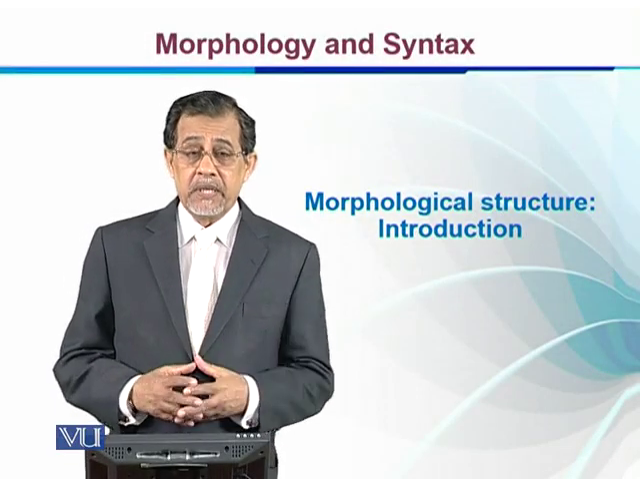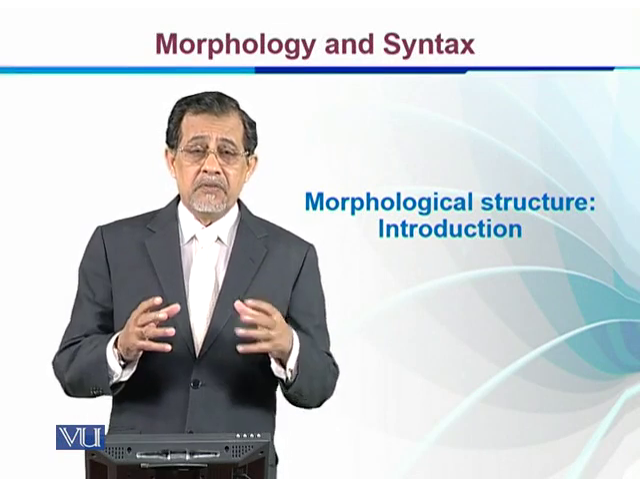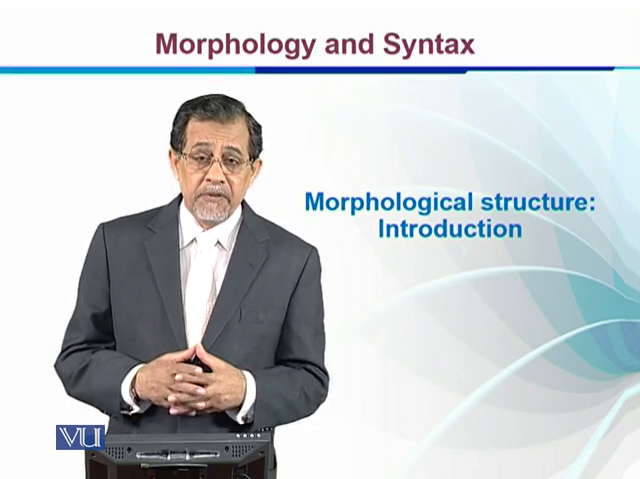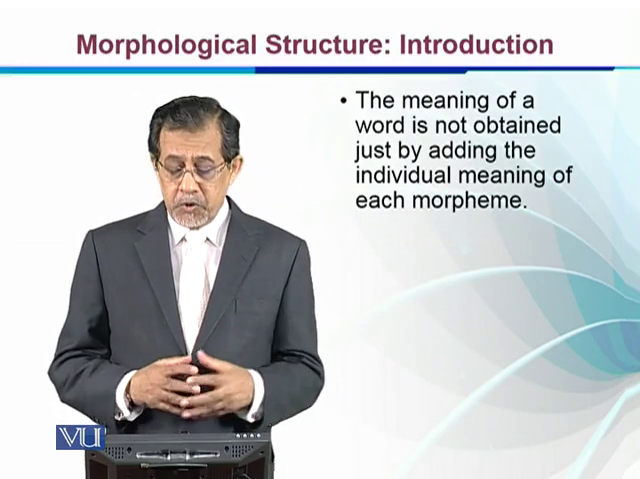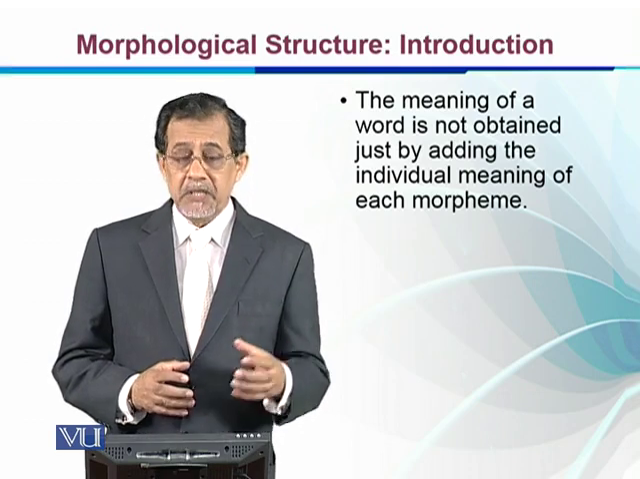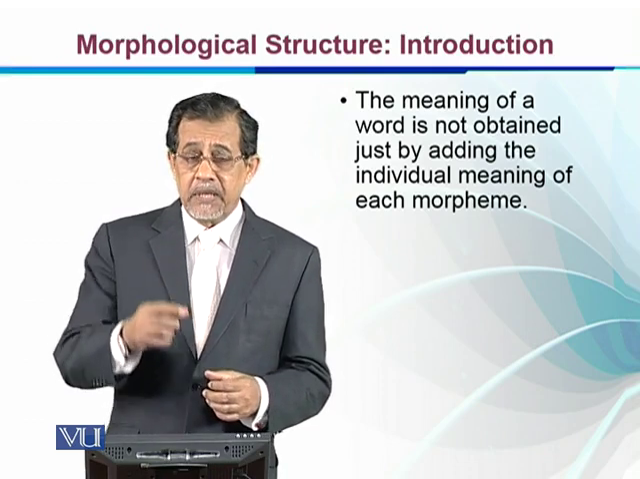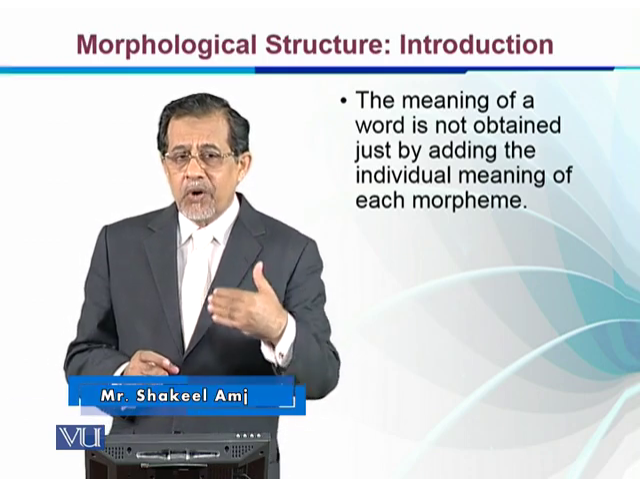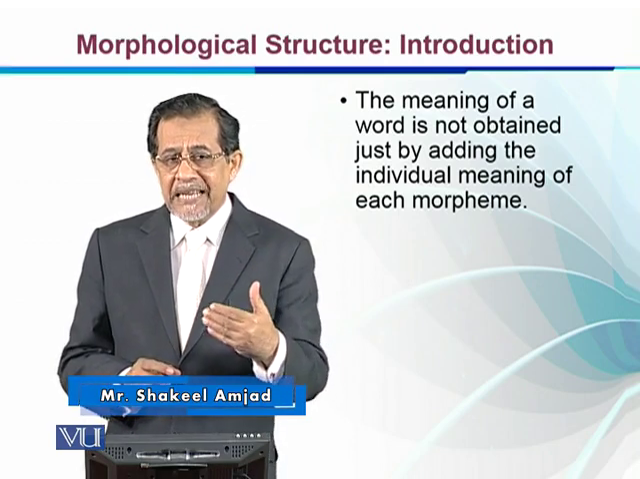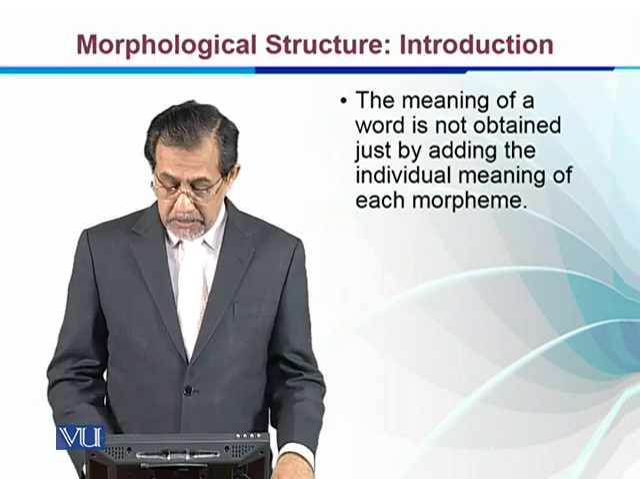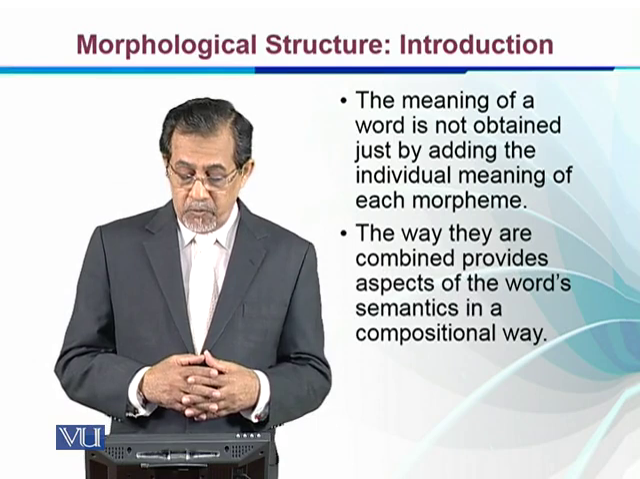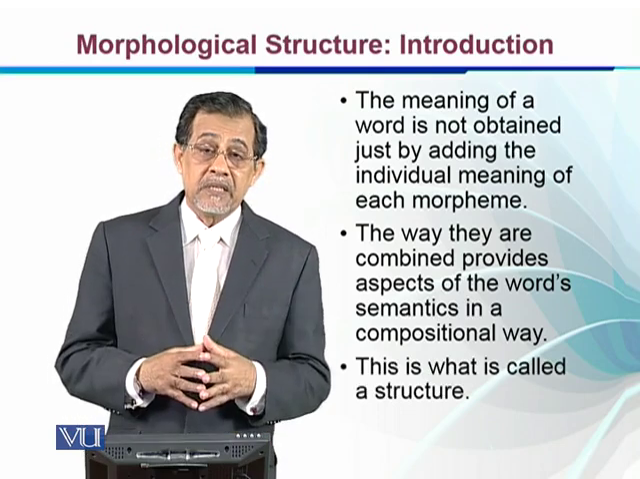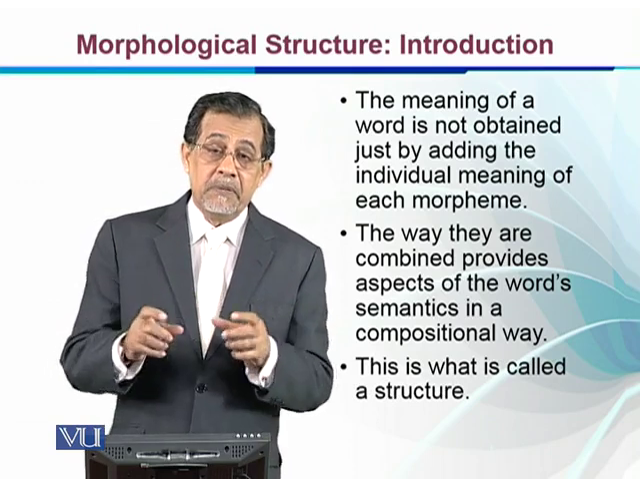Morphological structure. Let's look at the structure of a word and see how different morphemes are attached to it and how they help us in determining the meaning of a certain word. The meaning of a word is not obtained just by adding the individual meaning of each morpheme. So we take a complex word and try to understand its meaning with the help of each morpheme that we find. We have to look at in what order these morphemes, suffixes or prefixes are attached to the word or the root. The way they are combined provides aspects of word semantics in a compositional way. The analysis of these morphemes is known as structure.